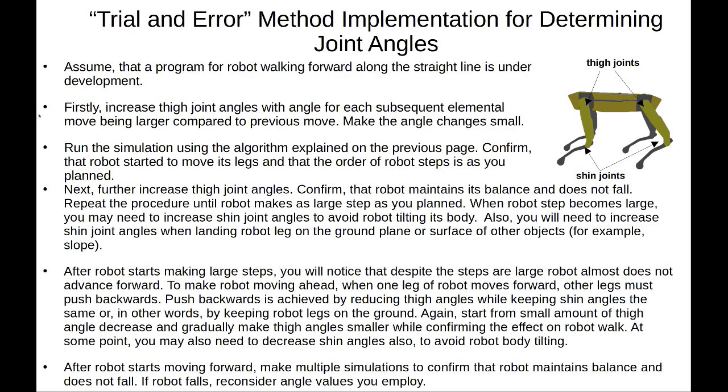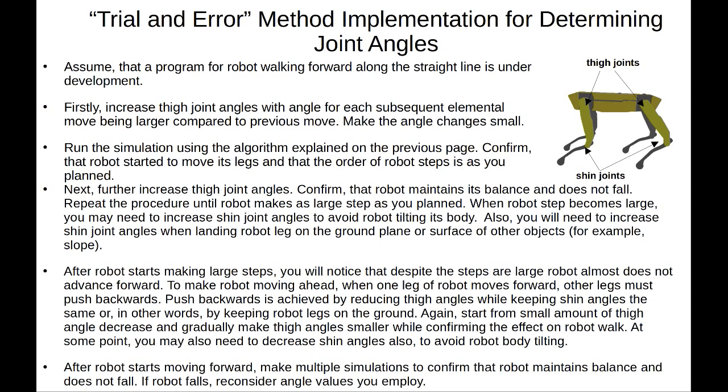Firstly, increase side joint angles, with the angle for each subsequent elemental move being larger compared to the previous move. Make the angle changes small. Run the simulation using the algorithm explained on the previous page. Confirm that the robot started to move its legs and that the order of robot steps is as you planned.